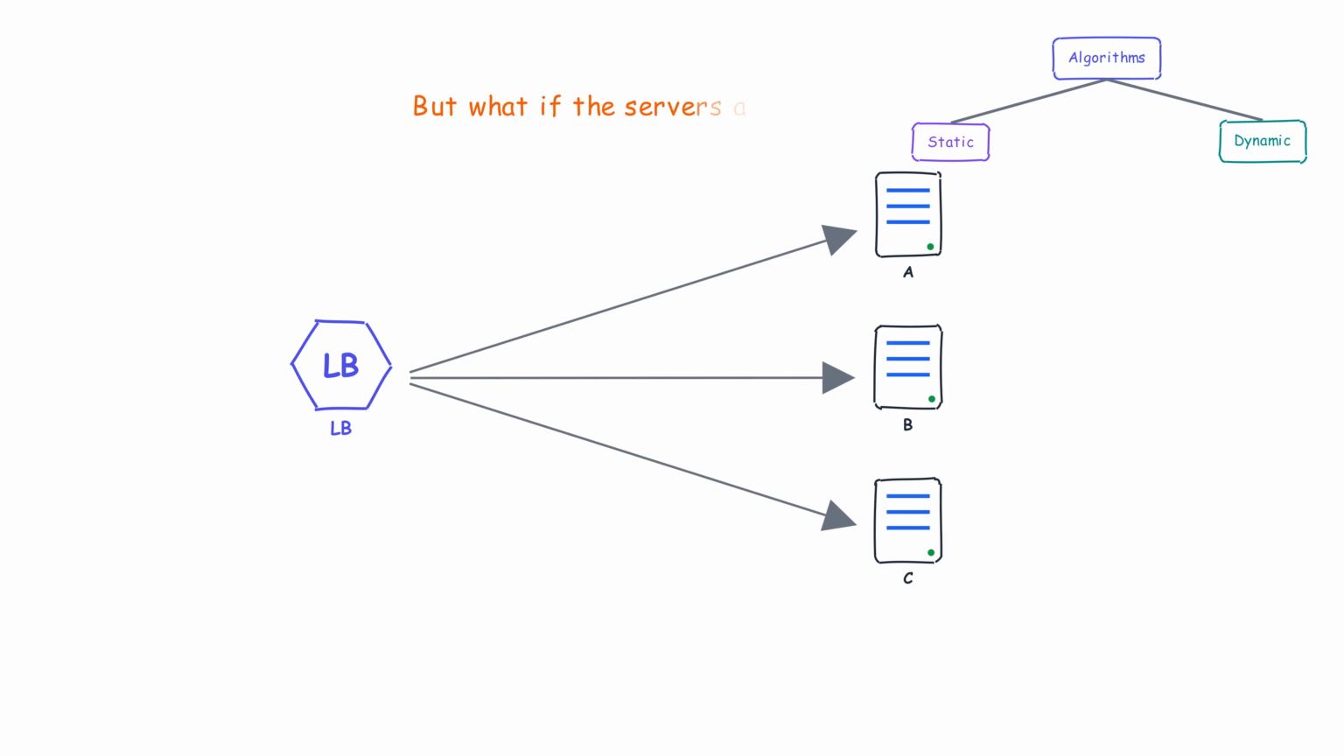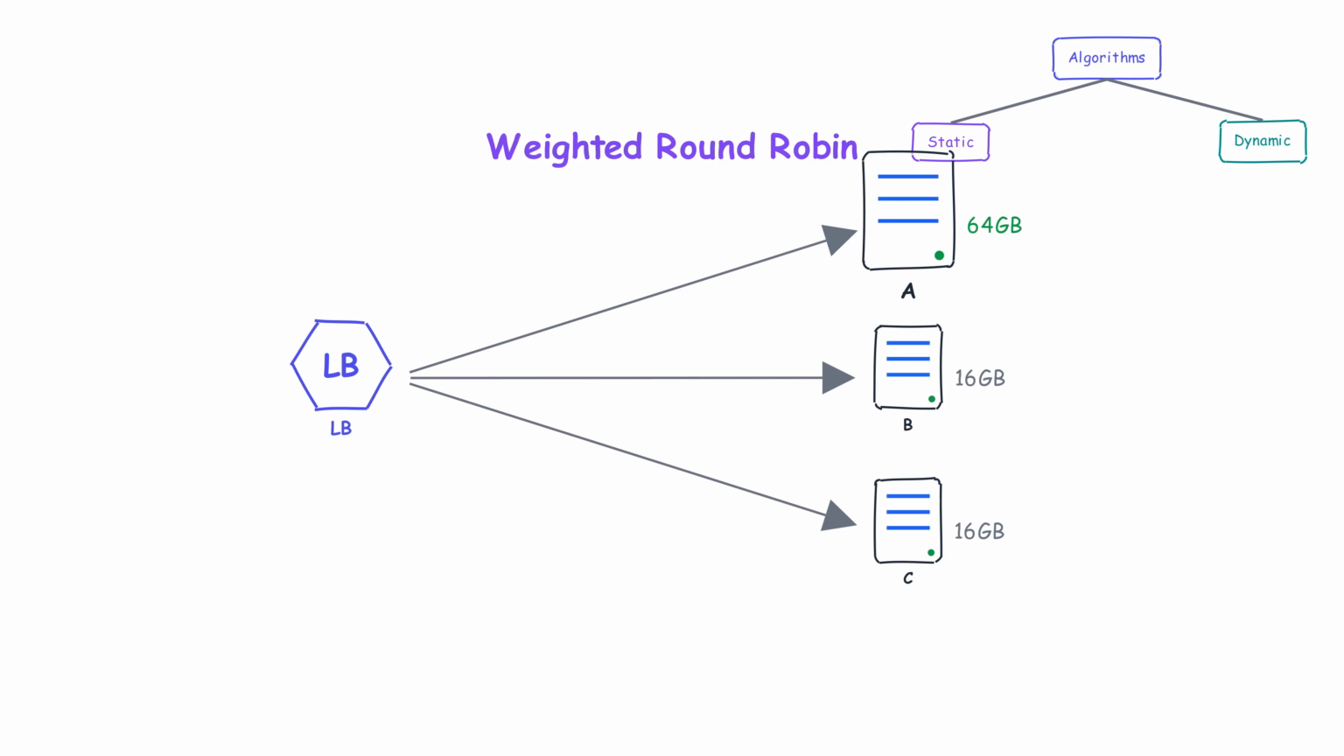But what if you have a mixed environment? What if server A is a heavy-duty cloud server with 64 GB of RAM, while B and C are older 16 GB machines? In that case, we upgrade to weighted round robin. As the developer, you assign a weight or priority value to each server. If server A has a weight of 3 and the others have a weight of 1, the load balancer will send 3 consecutive requests to the powerful server A before sending 1 to server B and 1 to server C. This ensures your powerful machines do the heavy lifting.